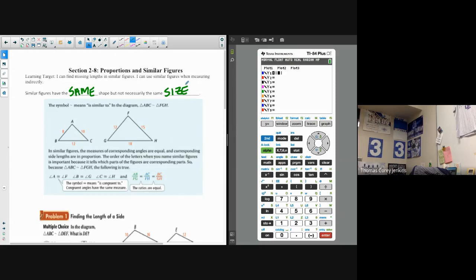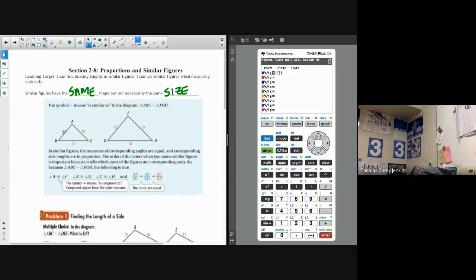So looking at this first example, this is just some definitional stuff. One thing that's important is this looks like the top part of a rounding sign, like approximately equal to, but anyways, that means similar to. Triangle ABC is similar to FGH. And I can tell that because if I put corresponding sides together in a ratio, then I'll see that they are all equal.